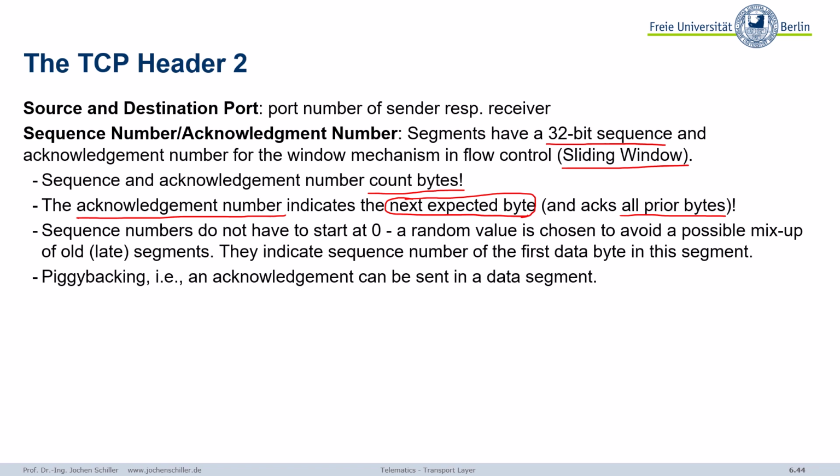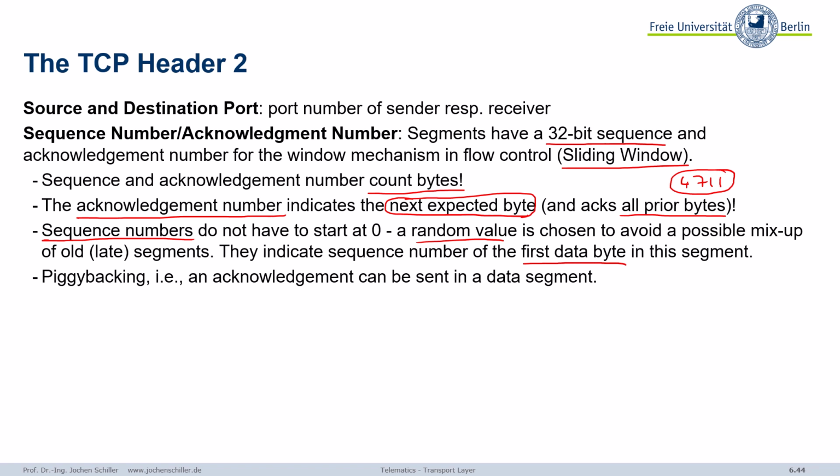That's the idea. So if I, for example, have a sequence number of 4711, that means the byte with the number 4711 is the next I expect, and I acknowledge all other bytes like 4710, 4709, and so on. The sequence numbers, they don't have to start at 0, so typically we pick a random value. So this helps us to avoid mix-up with any late segments. So we pick any number. And the sequence number now indicates the first data byte in a segment. So that's the first data byte of a segment, that's the sequence number.